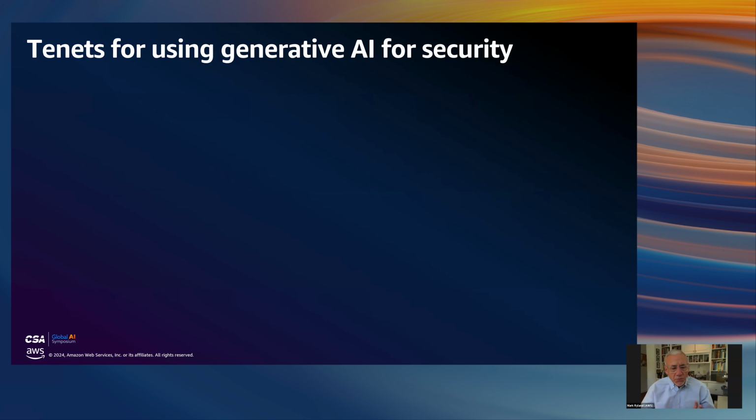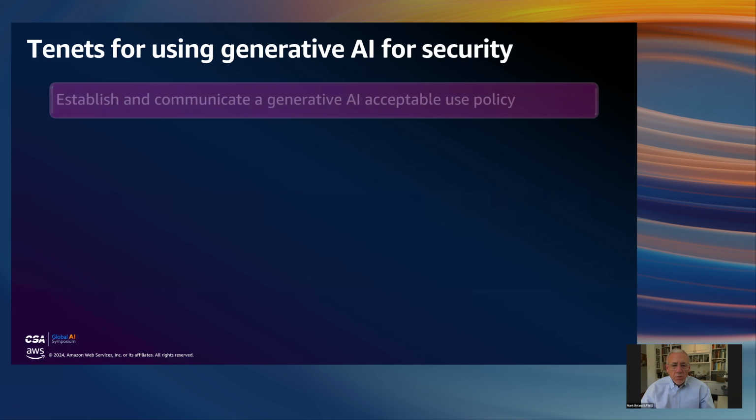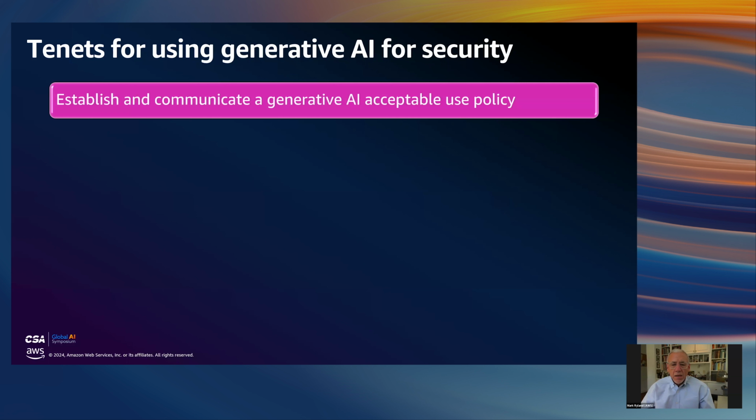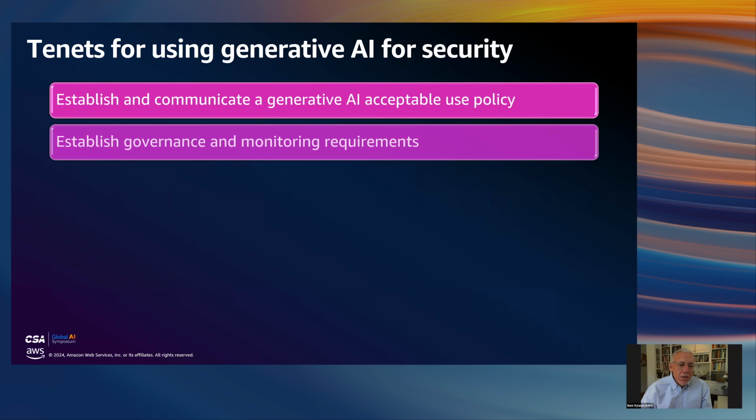So you want to establish, first of all, a policy in your organization, an acceptable use policy. Make sure your employees and your engineers understand that and buy into that. You want to do monitoring and governance of those policies. So governance and monitoring are the way in which you help to ensure that everyone in your organization is following your acceptable use policies.